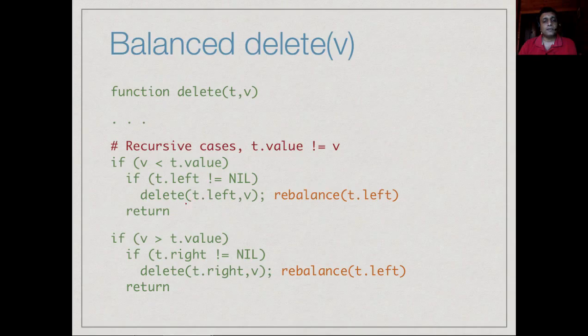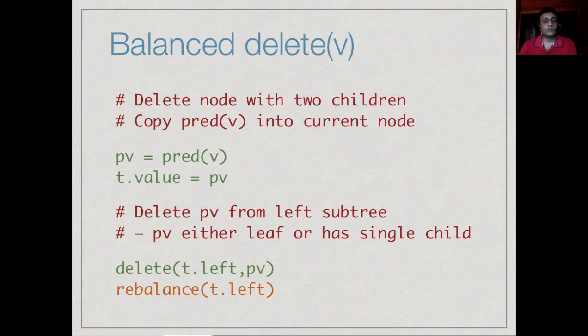The same with the delete. Wherever we do a recursive delete, we rebalance. And then there was this case where we deleted the maximum value of the predecessor. So again, we do a rebalance. Wherever our insert or delete affects the structure of the tree, we just make sure that we rebalance the tree at that point.